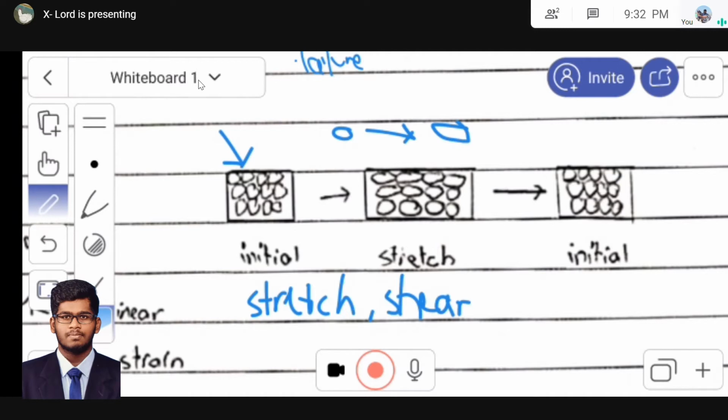Once you remove your force, it goes back to its original position. This is why elastic deformation can go back to its position. Now let's have a look at the other one.